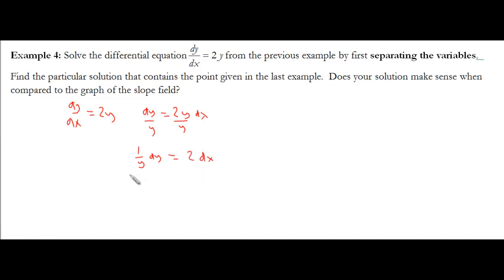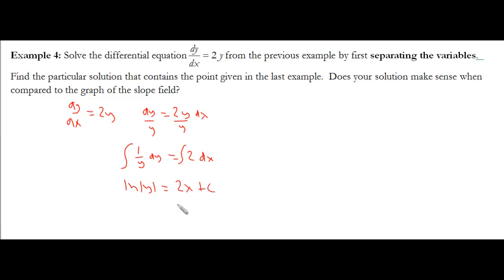And then we want to solve this by taking the integral of both sides. We want to integrate this side with respect to y, and this side with respect to x. You'll remember from your table of integrals that the integral of 1 over y is simply the natural log of the absolute value of y. And the integral of 2 is just going to be 2x, but you actually need a plus C.